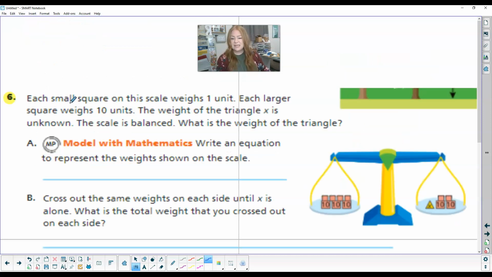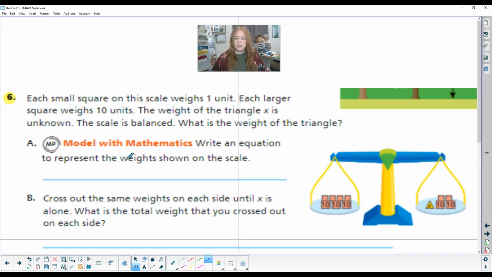Hey, number 6 says that each small square on the scale is 1. So here's 1, 1, 1, 1. There's 2 ones over here. The larger squares are 10. And we've got this triangle that we do not know here. The scale is balanced. We have to find the weight of the triangle.